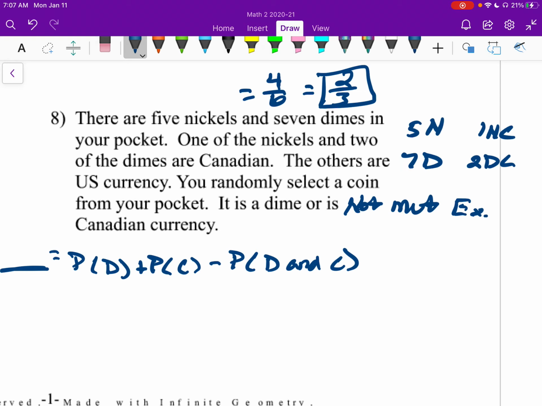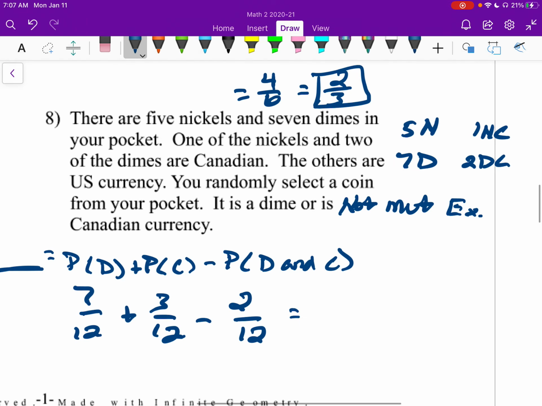Probability of a dime. Well, let's count. We have 5 and 7 gives me 12. How many dimes do we have? We have 7 total dimes. How many Canadian? We have 3 total Canadian coins. And then dimes that are Canadian, we have 2. So we have to subtract out the double counted. So this will end up giving me 8 out of 12, which is 4 out of 6, which is 2 out of 3.